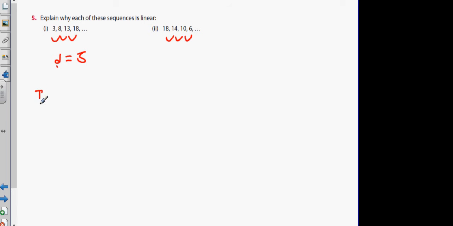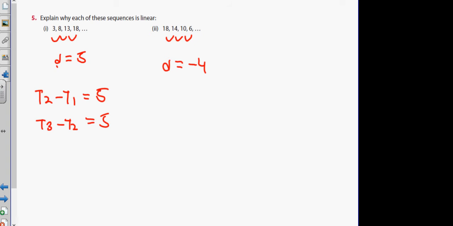So for example, T2 minus T1 is, anybody? What's the second term minus the first term? What's the third term minus the second term? And that's the way they work. In this one, what's the gap? Minus 4. It's gone down by 4. So that's why they're linear sequences.